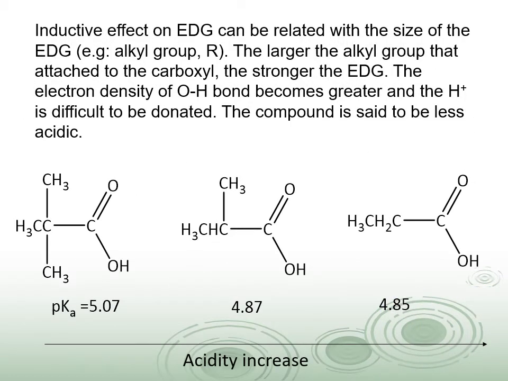Now, let's look at the inductive effect of a larger EDG group on carboxylic acid. As the electron density of the OH bond becomes greater, the H plus is more difficult to release. So, as you can see on the left here is a propanoic acid that has two alkyl groups. So, the pKa is the highest, showing that it is less acidic. The middle one has only one methyl group, so the pKa is lower. Propanoic acid has no methyl group, so the acidity is higher. The pKa is lowest.